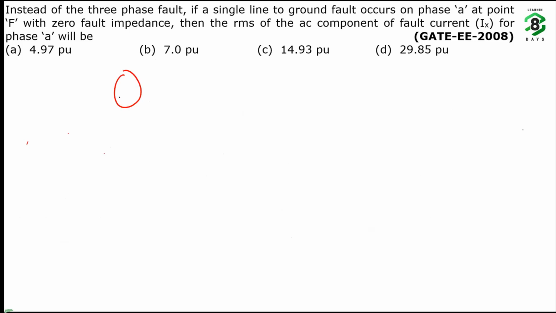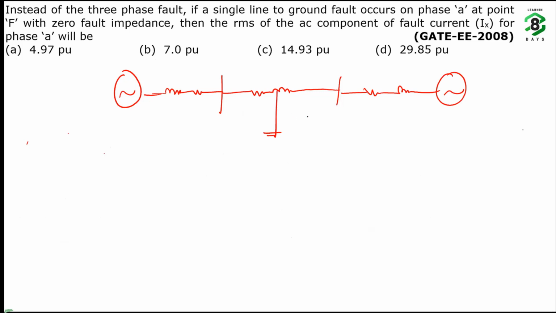That means this is the generator one which we have drawn. This is a line, okay, and this is again an identical generator. Here, exactly at the middle, now you assume an LG fault. This is bus bar X and Y. Now tell me how much LG fault current will flow through the bus bar X.